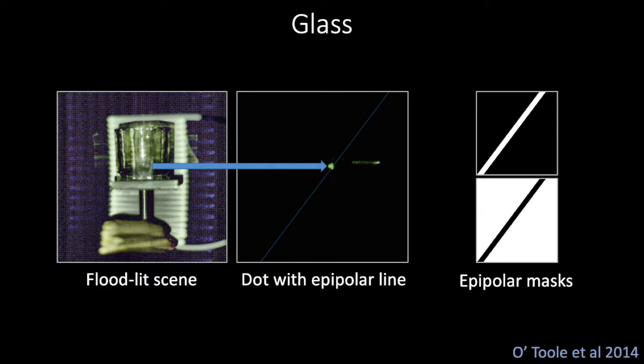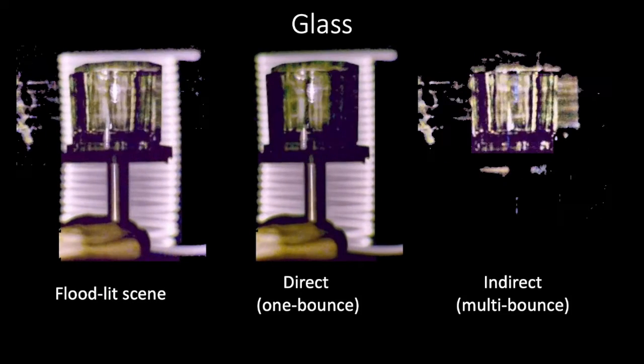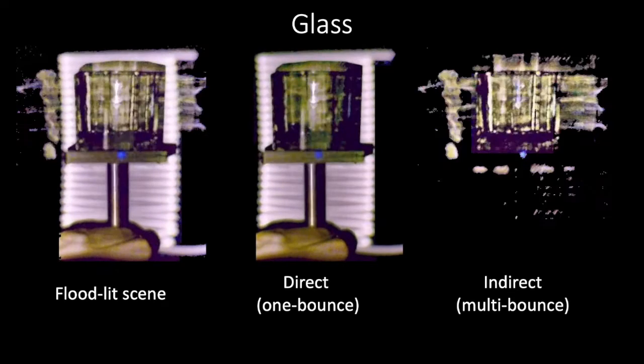For glass separation, we implement the epipolar constraint recently proposed for separation. For each dot, we get the epipolar line and use masks to accumulate direct and global light separately. Here we show our separation results for the glass scene. Note that the specularity remains in the direct, while the global shows all the caustics.